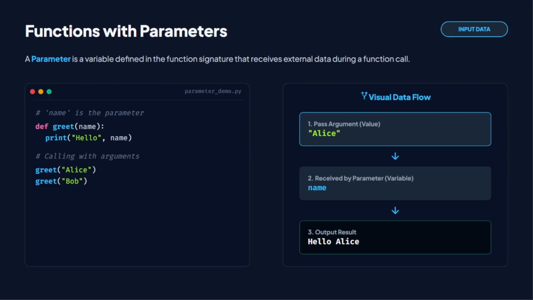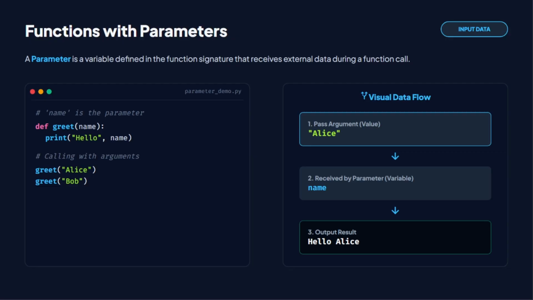Let's use a real life example to explain this. Imagine you order a pizza online. The restaurant has an empty order form. The box labeled customer name is like a parameter. When you type your name, the actual name becomes an argument. The form stays the same every time, but the value changes depending on the customer.